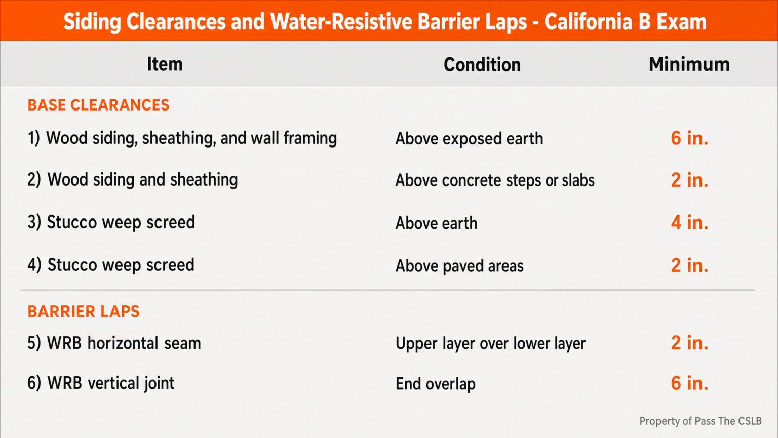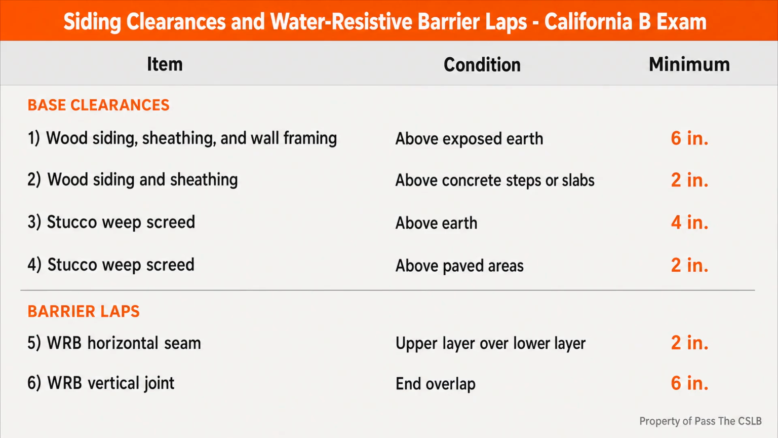2 inches connects to two situations at the base of a wall. Wood siding and sheathing need at least 2 inches of vertical clearance above concrete steps, porch slabs, patio slabs, and similar paved surfaces exposed to weather. A stucco weep-screed also needs at least 2 inches above paved areas. 2 inches also belongs to the minimum horizontal lap of the water-resistive barrier, with the upper layer over the lower layer. 4 inches belongs to the stucco weep-screed above earth.